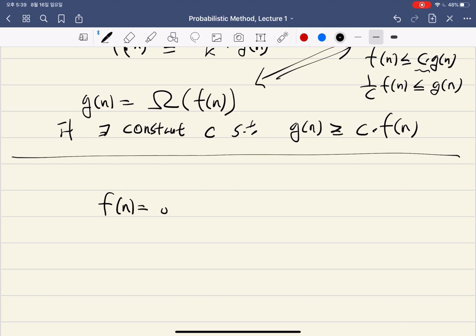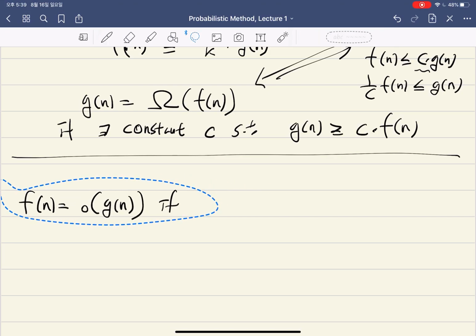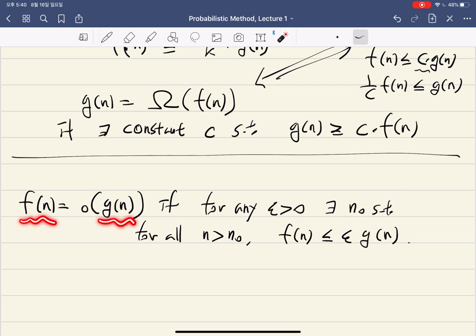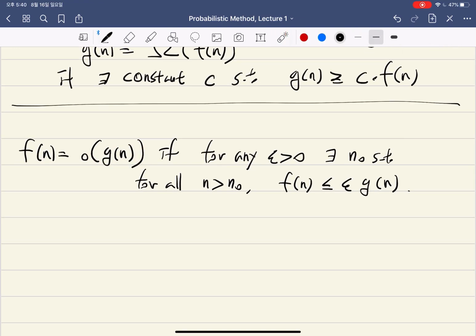And also we write f(n) is little o of g(n) if the following holds: for any epsilon positive, there exists n0 such that for all n bigger than n0, we have f(n) is smaller than or equal to epsilon times g(n). It means that if we let n grow, then g(n) is growing much faster than f(n). So for example, f(n) is n, g(n) is n squared over 1 million.